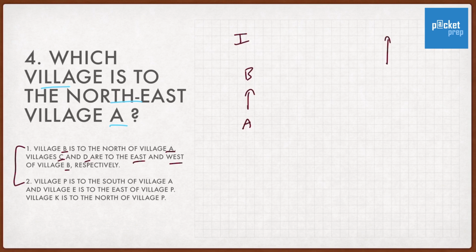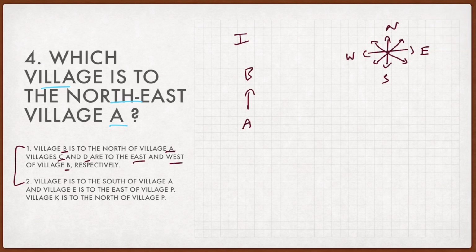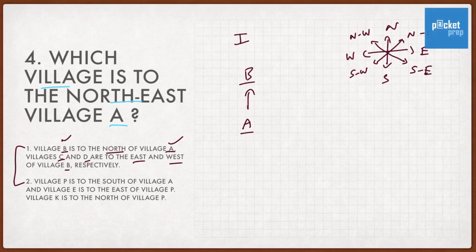We all might be aware of the directions. This is north, this is south, this is east, this is west, this will be northwest, and this will be northeast, this will be southwest, and this is southeast. Like what I said earlier, these are concepts from other topics in mental ability. It is important that you gain knowledge in all the topics of mental ability before you solve the data sufficiency questions.